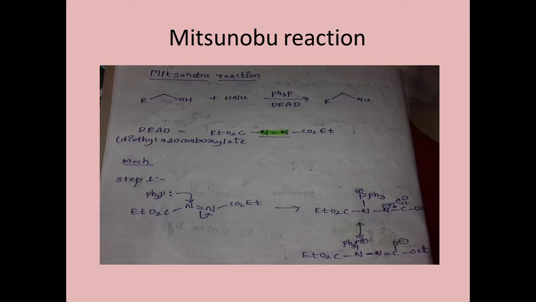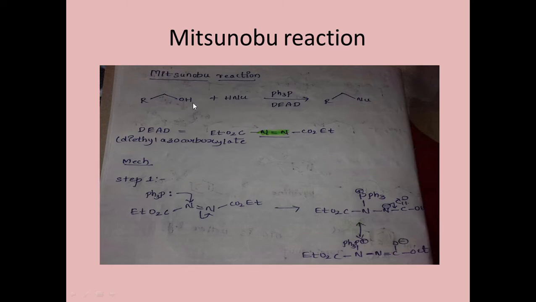So as I said in the last video, the Mitsunobu reaction was left. So let's start this. In the Mitsunobu reaction, we will see that there is an alcohol, and this is a nucleophile, and we'll take this reagent and we'll get this product. We are performing this reaction as an SN2 reaction, right?